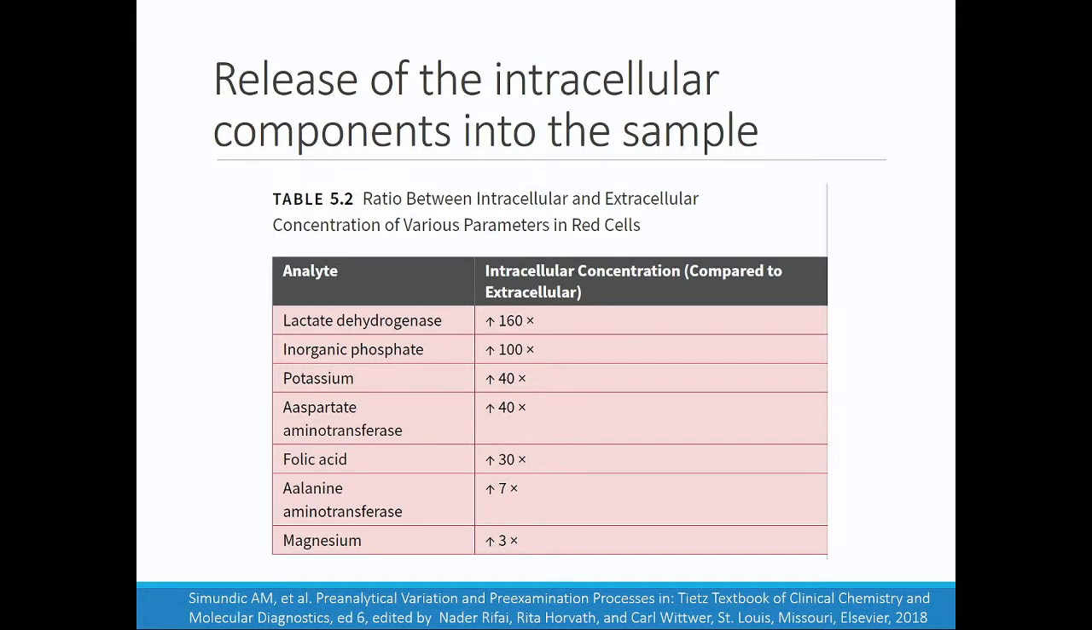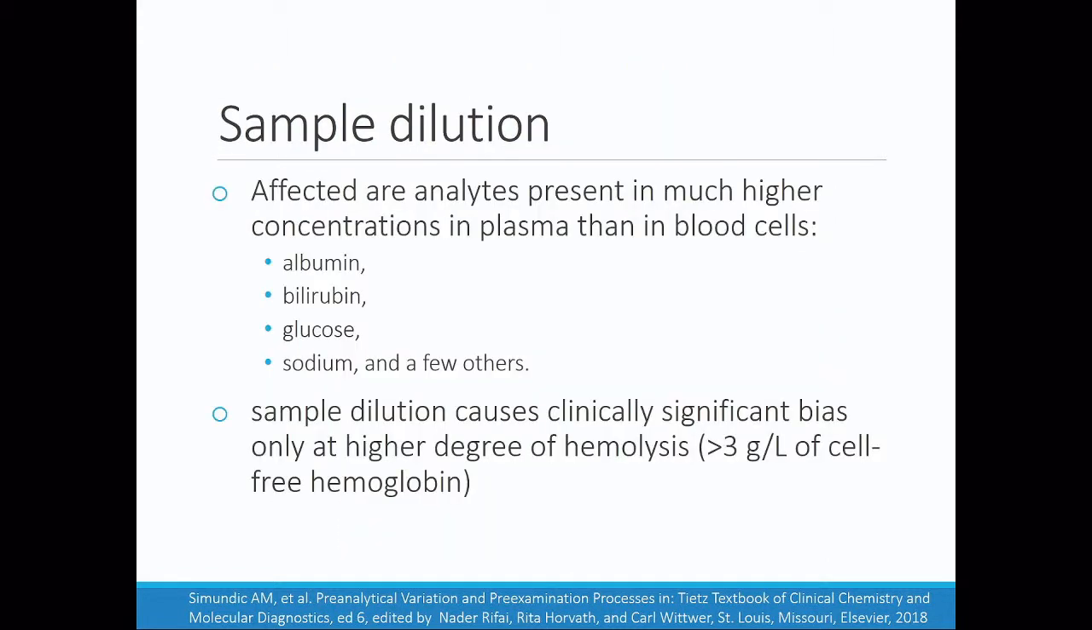Hemolysis also, as I said, occurs due to the release of the intracellular components into the sample, and the analytes that are affected most by this type of interference are those that are present in a high concentration in the cell, in comparison to the extracellular compartment. And the analytes which are most affected by this type of interference are lactate dehydrogenase, inorganic phosphate, potassium, and aspartate aminotransferase. Hemolysis can also cause interference due to sample dilution.